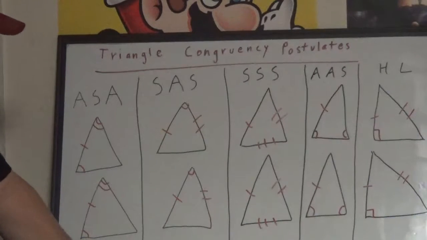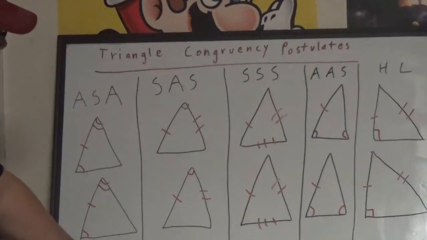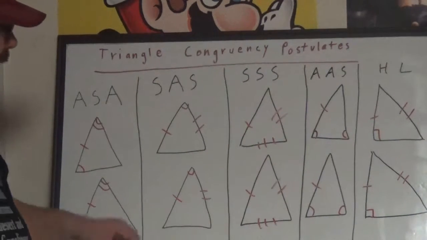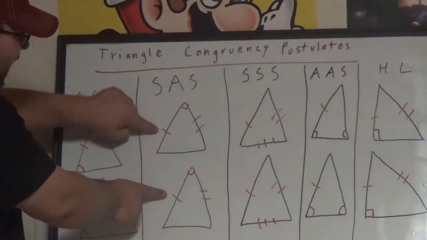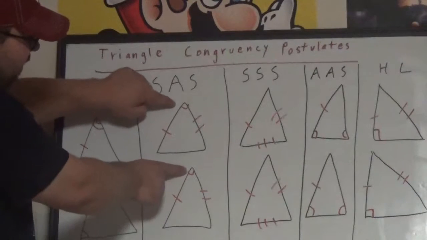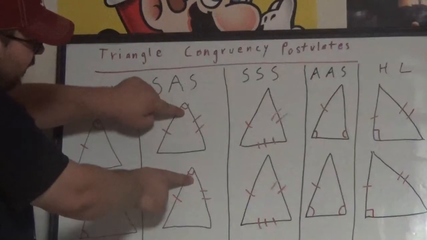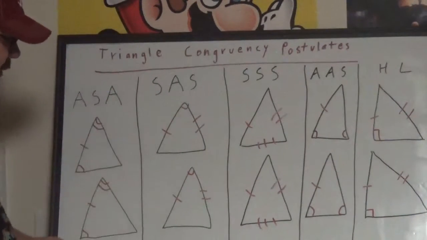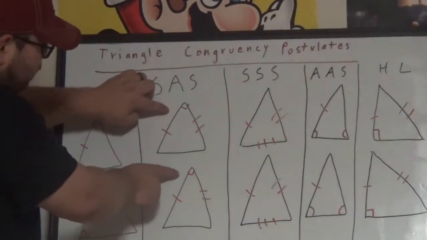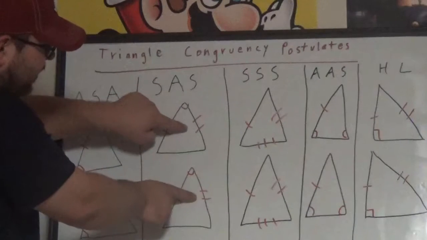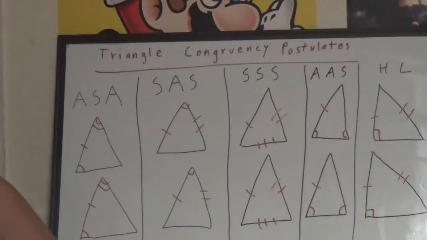So the next one is SAS, side, angle, side. Again, order matters. In both cases, we have a congruent side. The next angle is congruent, and the next side is also congruent. So we have a side, then an angle, and then another side. Order matters.